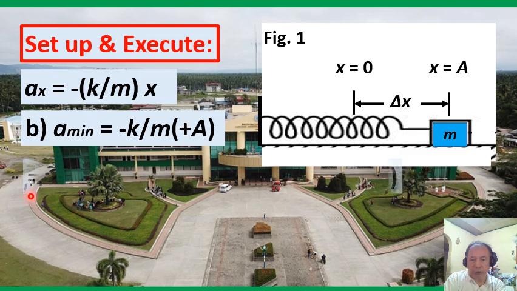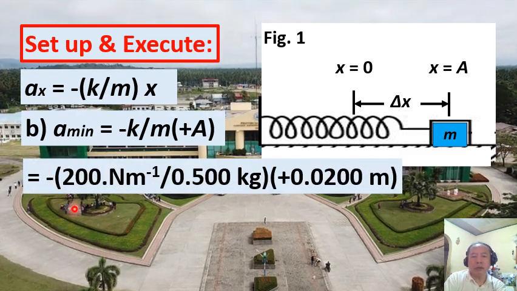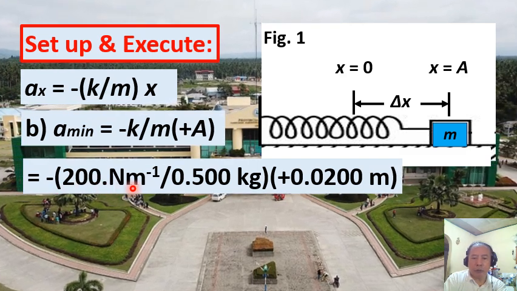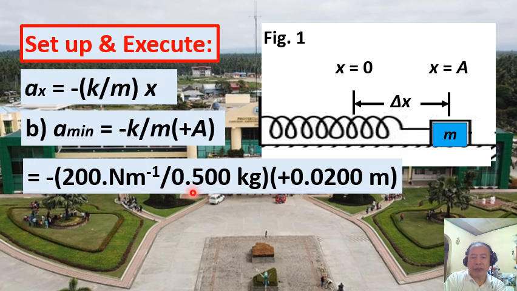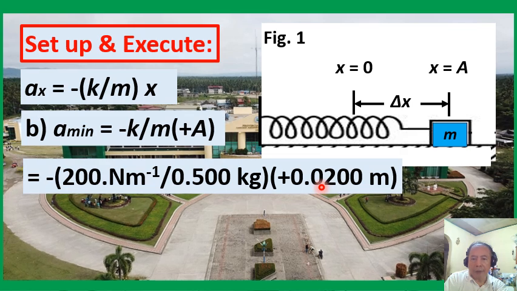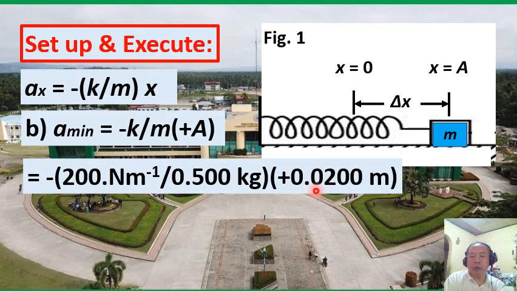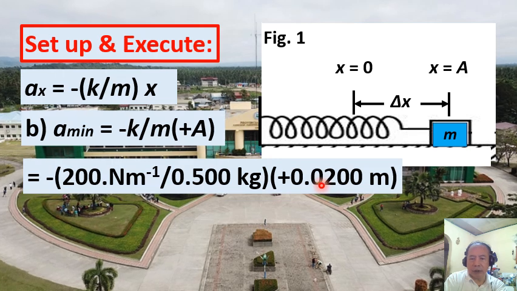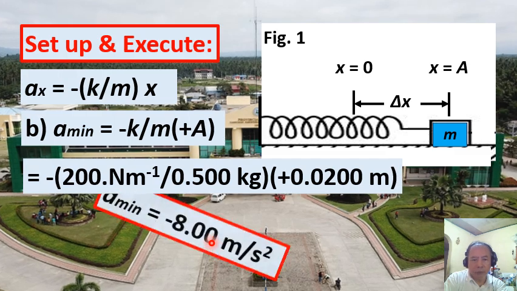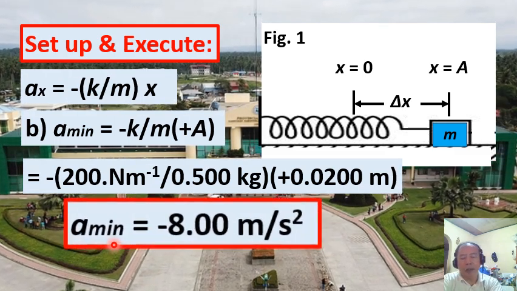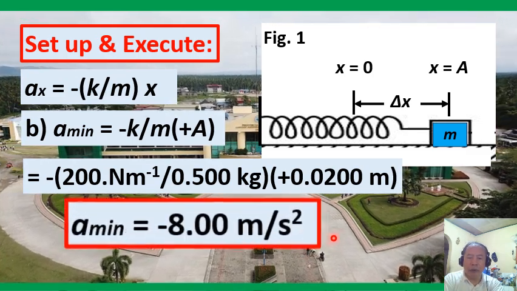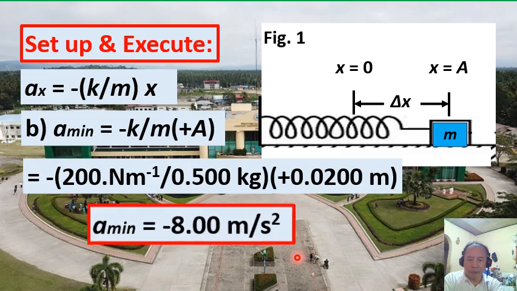So when you substitute, the minimum acceleration equals negative 200 point Newton per meter divided by the mass 0.500 kilogram and multiplied by positive 0.0200 meters. This is the value of the maximum positive displacement. So when you do our math, we get the minimum value of the acceleration equal to negative 8.00 meters per second squared, also rounded to three significant figures.